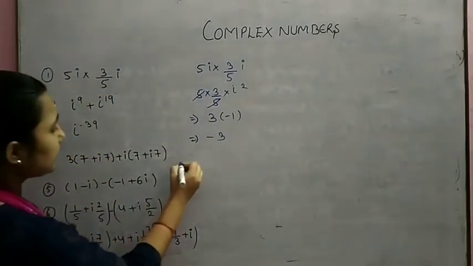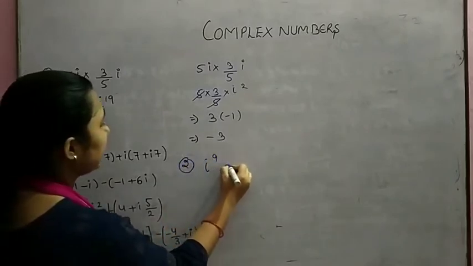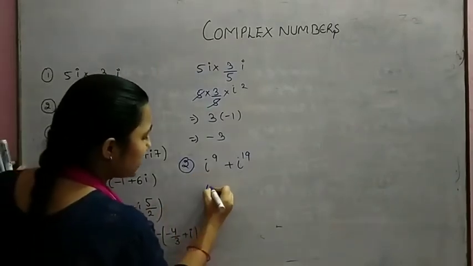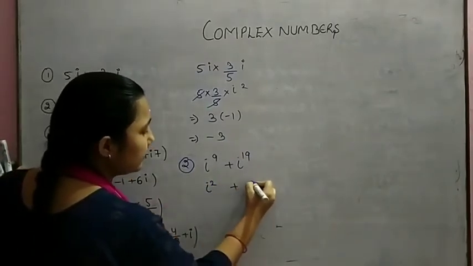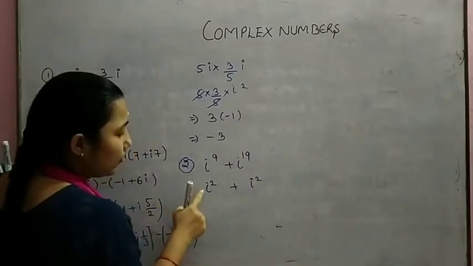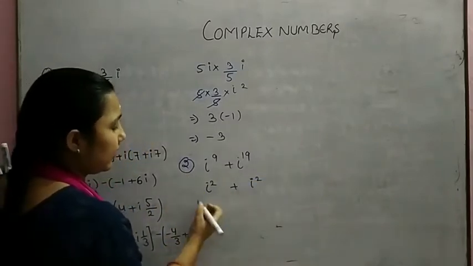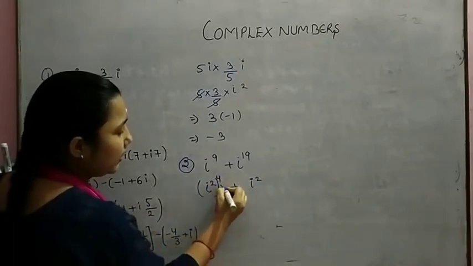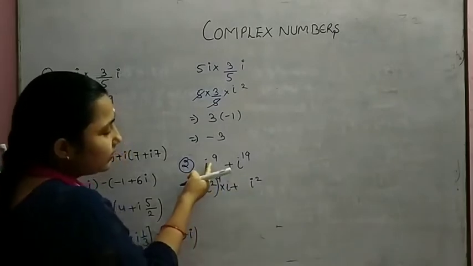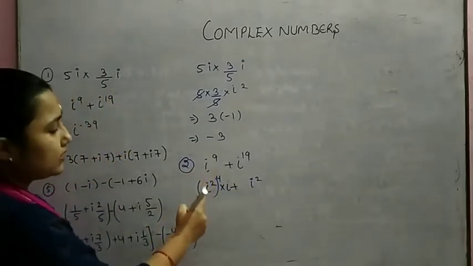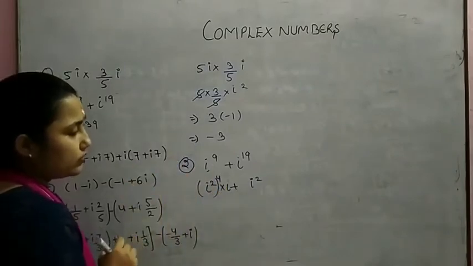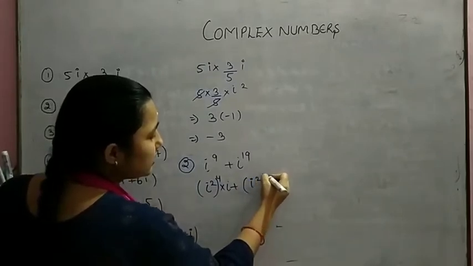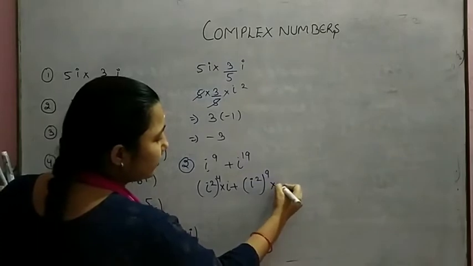Now the second one is i to the power 9 plus i to the power 19. So firstly we have to write i square. Now convert this into even power and multiply by i. That means if I am writing i square to the power 4, this is 4 into 2 is 8, into i. This completes i to the power 9. That means we can write i to the power 9 as i square to the power 4 into i. Similarly, i to the power 19 we can write as i square to the power 9, that means 9 into 2 is 18, into i.